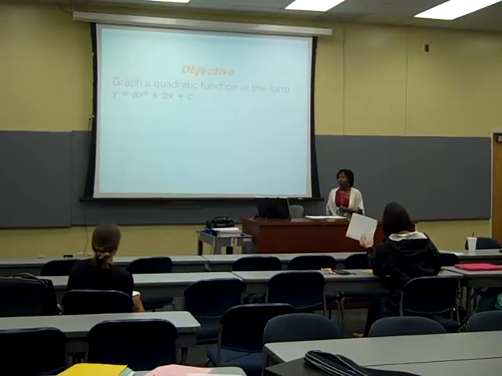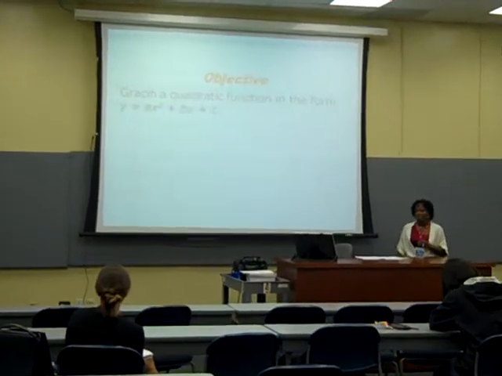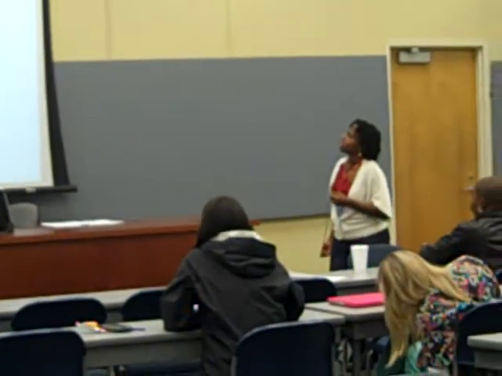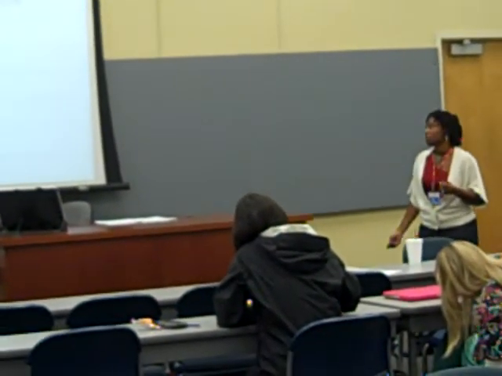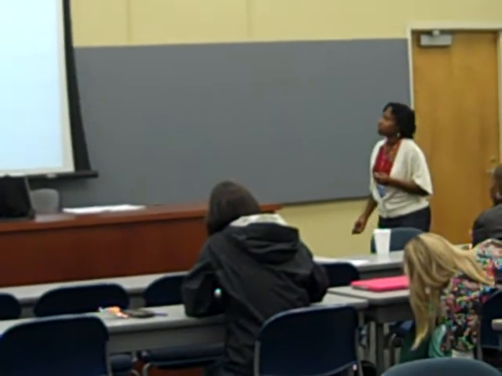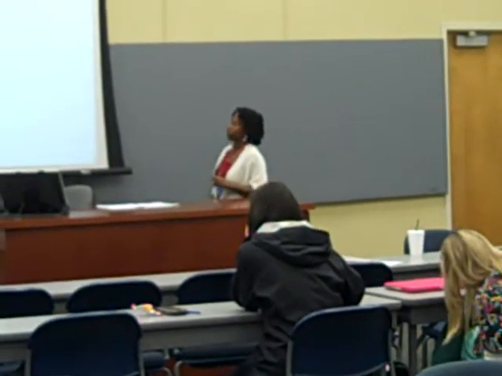Our objective: graph a quadratic function in the form y equals ax squared plus bx plus c. Recall that a y-intercept is the y-coordinate of the point where the graph intersects the y-axis. The x-coordinate of this point is always 0. For a quadratic function in the form y equals ax squared plus bx plus c, when x equals 0, y is equal to c. So the y-intercept of a quadratic function is the c value.